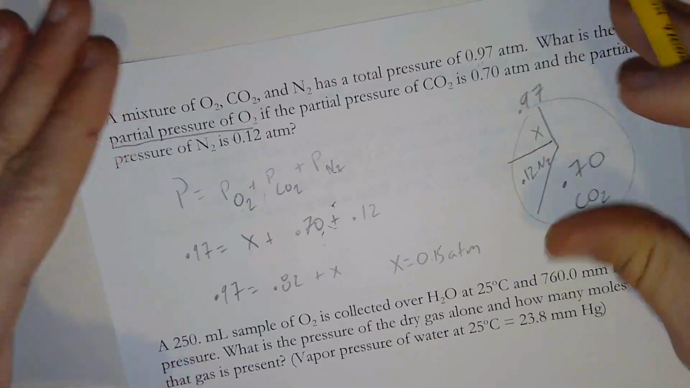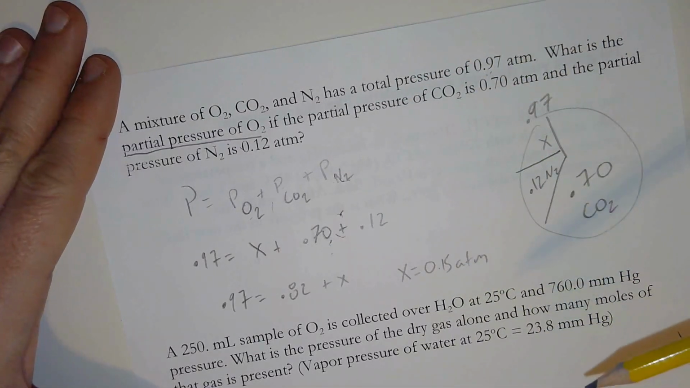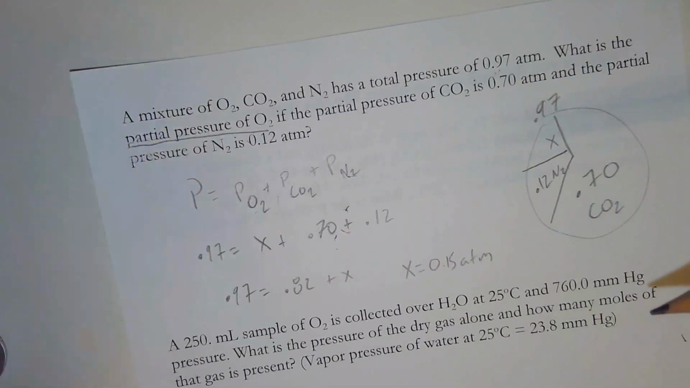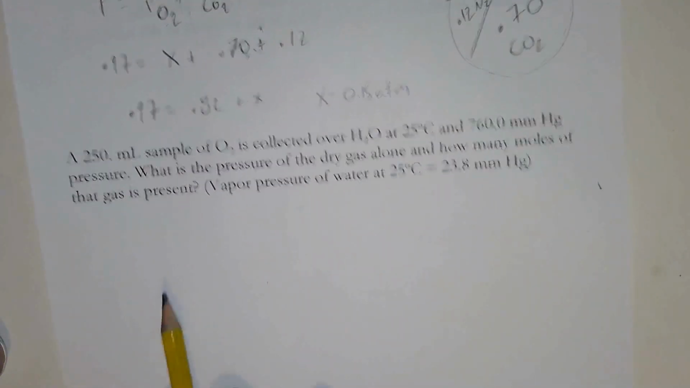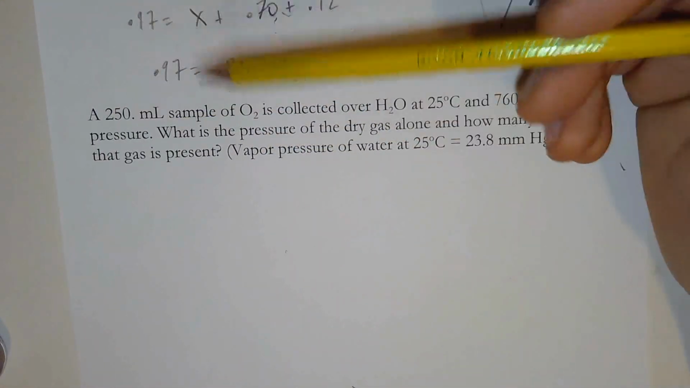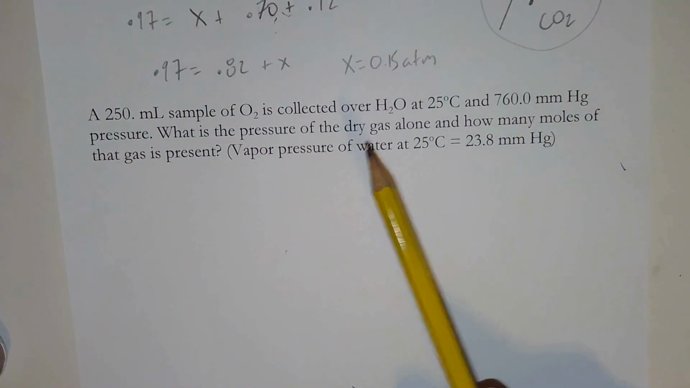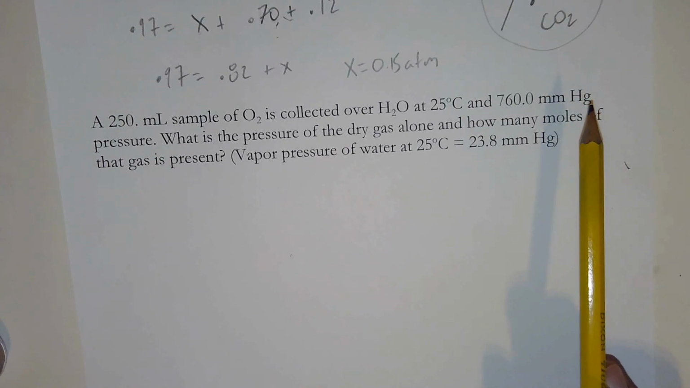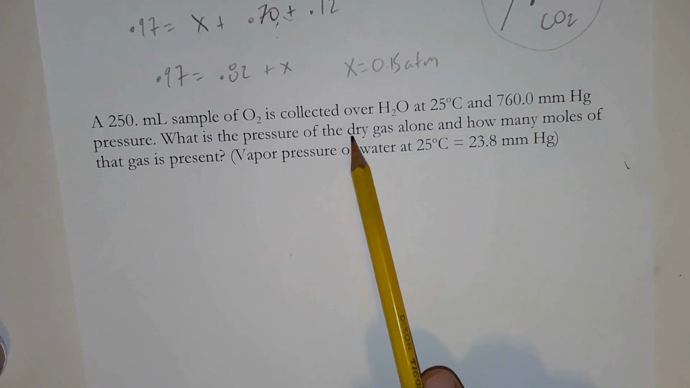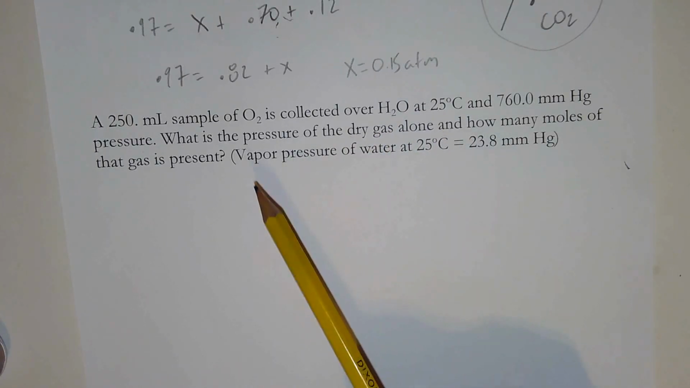Now, the bulk of your work tomorrow is going to look like this, right? It's going to be these kinds of problems. But I could make your work a little harder. As you've probably seen, I've been kind of hiding a bigger problem for you. So we have a 250 milliliter sample of oxygen, and we're collecting it over water at this pressure. And I want to know how much the dry gas, the gas of oxygen without the water, and how many moles of gas I have.